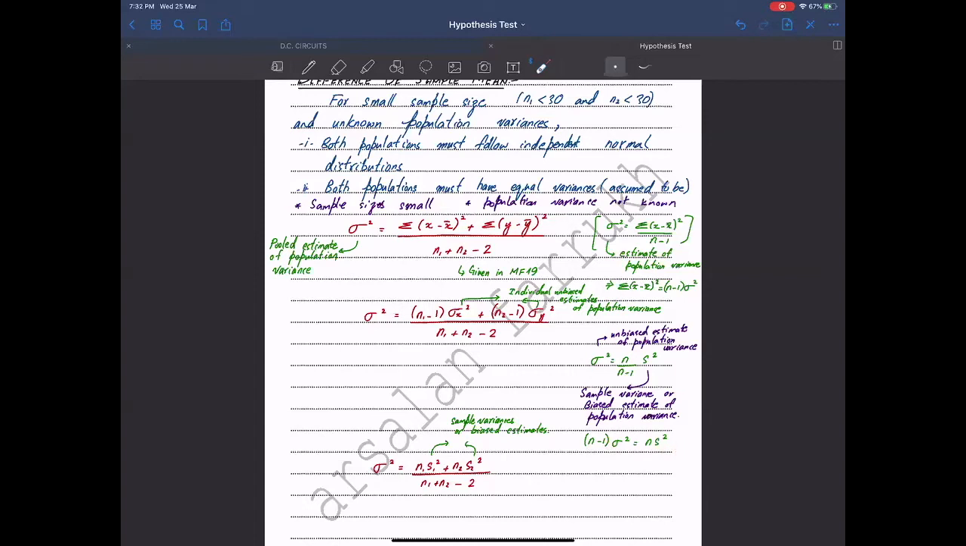So (n minus 1) sigma square is replaced as n s square, n1 s1 square, and n2 s2 square. What you have to remember is that if I know estimates of population variances, then I have to multiply them by n minus 1, and if I know the sample variances, then I have to multiply them by n and then add them. So I could do this, or I could do this.